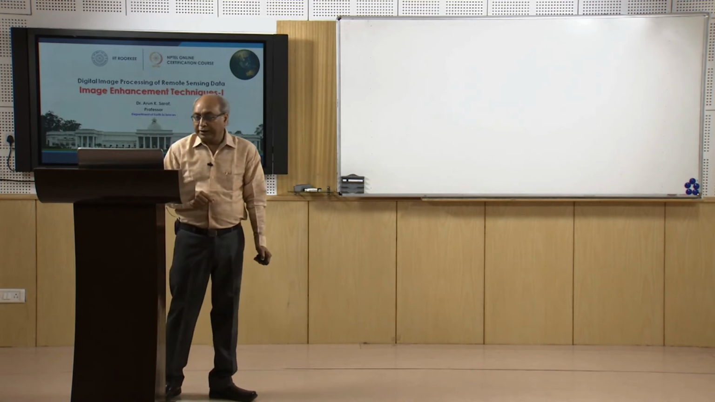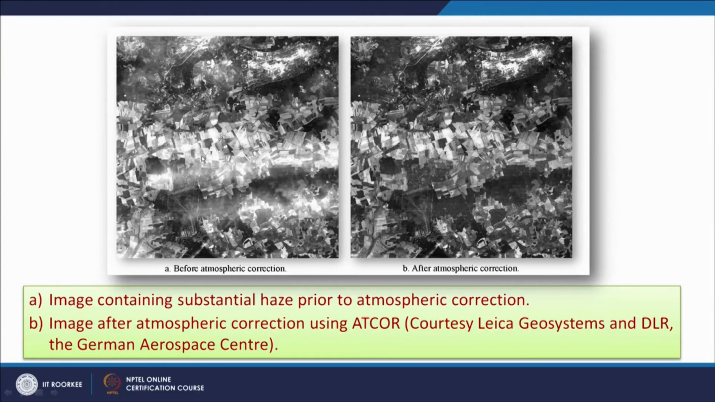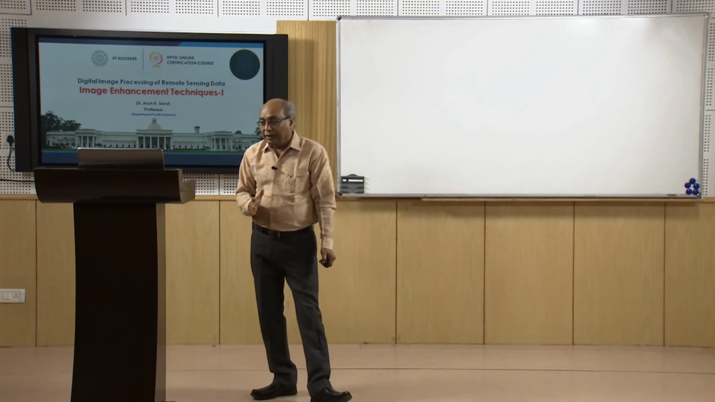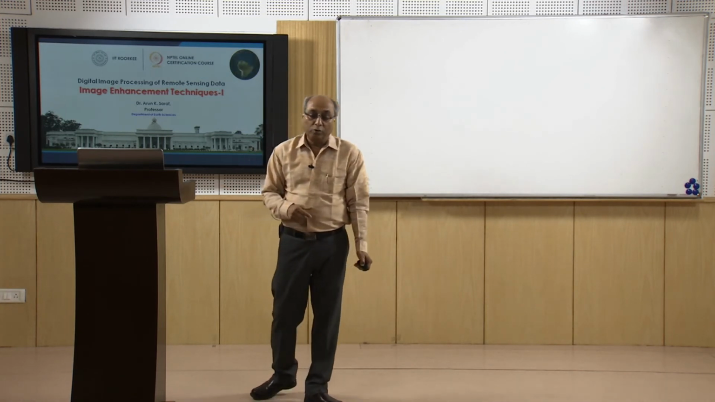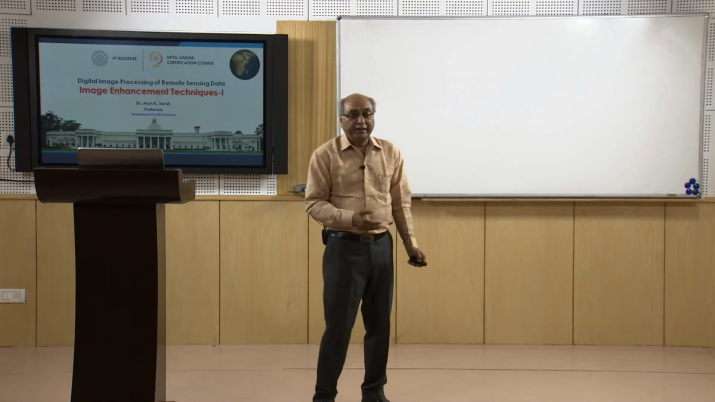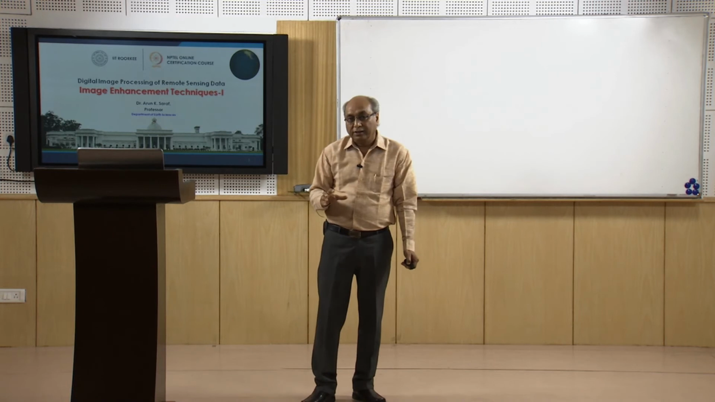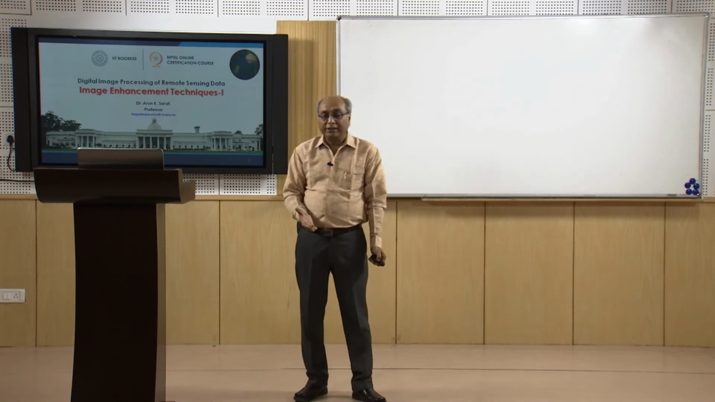I am showing just one example. This is the image before atmospheric correction, and this is the same image after atmospheric correction. The distortions which we see in the left image were due to haze, and this is a very common phenomenon over large cities like Delhi or Beijing. Generally we see there is a haze, and even on the ground we can see it.